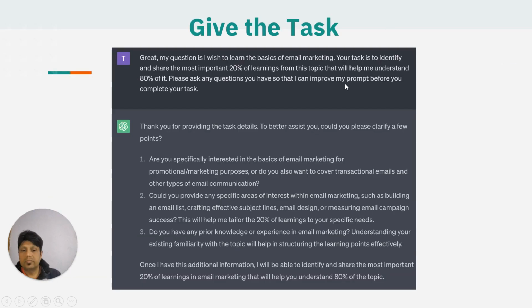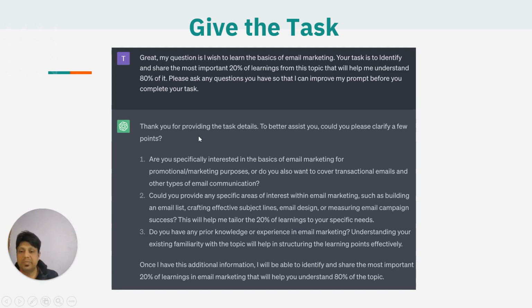So now after this, what we have given, we said that, great. My question is, I wish to learn the basics of email marketing. Your task is to identify and share the most important 20% of learnings from the topic that will help me understand 80% of it. Now, please ask any questions you have so that I can improve my prompt before you complete your task.